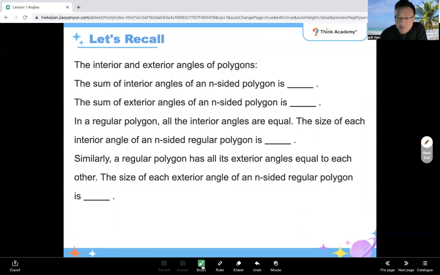N minus 2 times 180, that's right. So how do you prove that, guys? If I don't remember this, how can I get that formula directly when I take the exam, guys? You have to understand this.